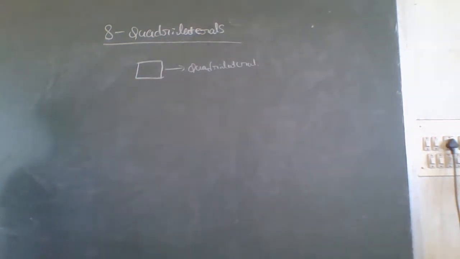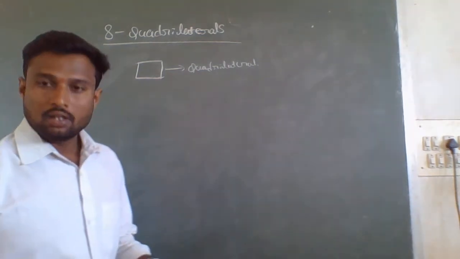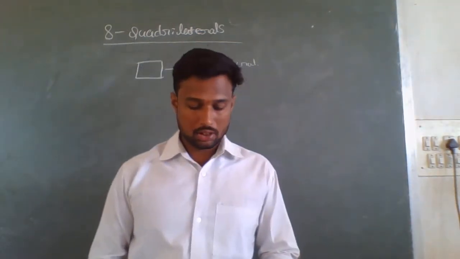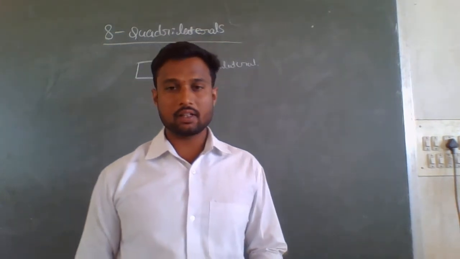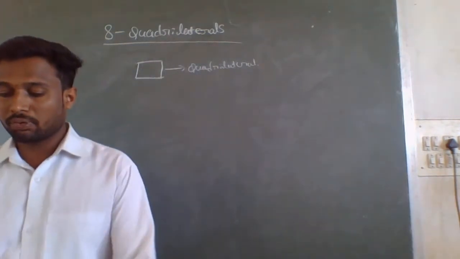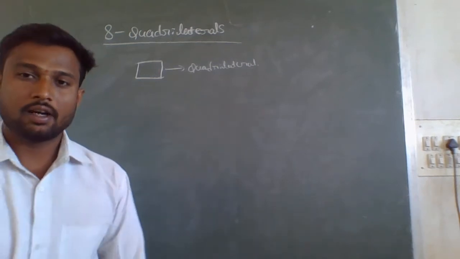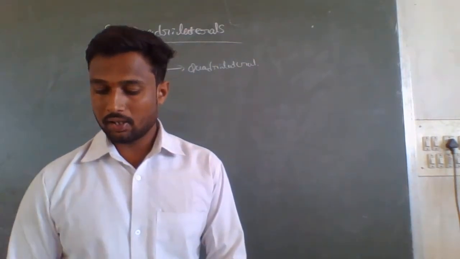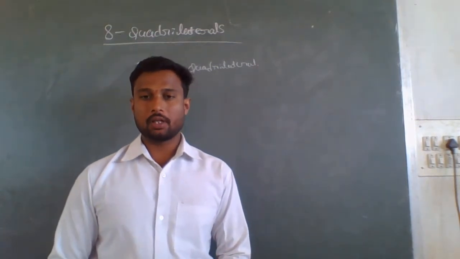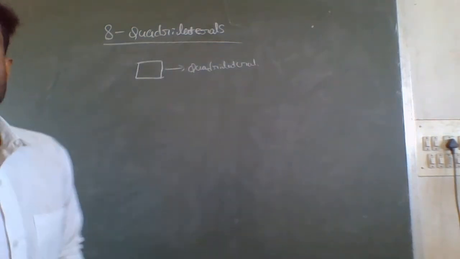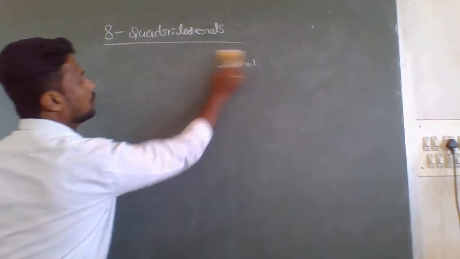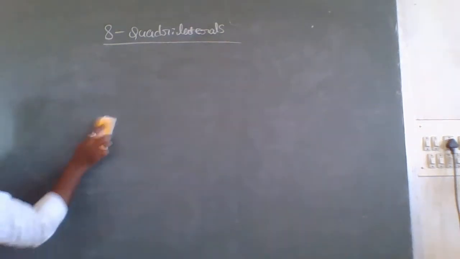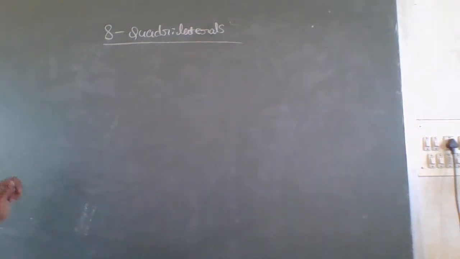So here there are different types of quadrilaterals. What are those? Like parallelogram, rhombus, rectangle, square, kite. So these are the different types of quadrilaterals, and these quadrilaterals have different properties. We have studied these concepts in 8th standard only, but today I will try to revise those things. So first one is parallelogram.